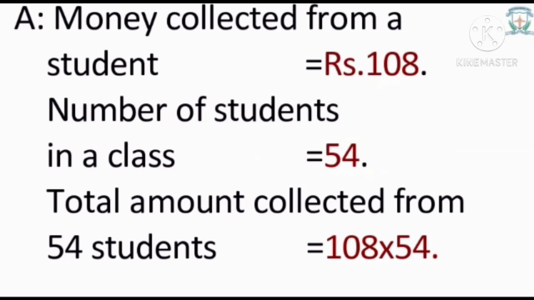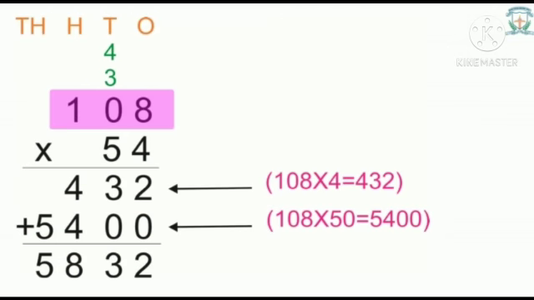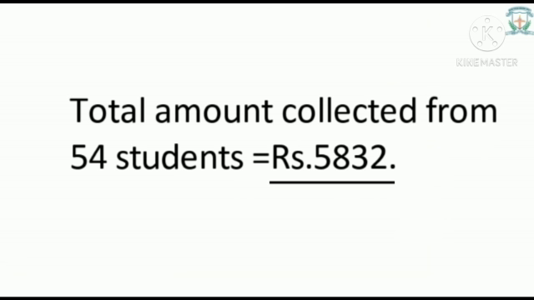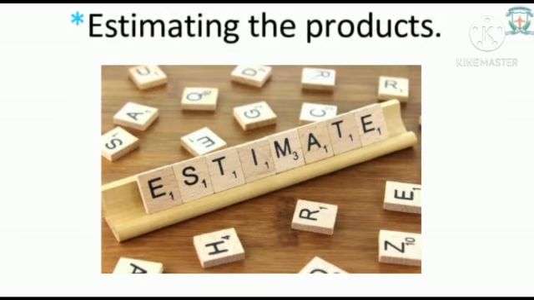108 into 54. Let us arrange these numbers in the place value chart and multiply 108 into 54. The product of 108 into 4 is equal to 432. The product of 108 into 50 is equal to 5400. Let us add these two products. The answer is 5832. Total amount collected from 54 students is rupees 5832. Let us take up the next concept, estimating the products.